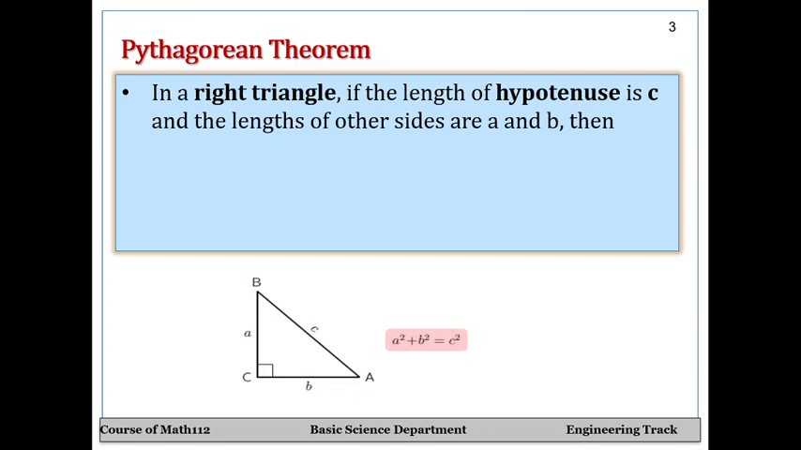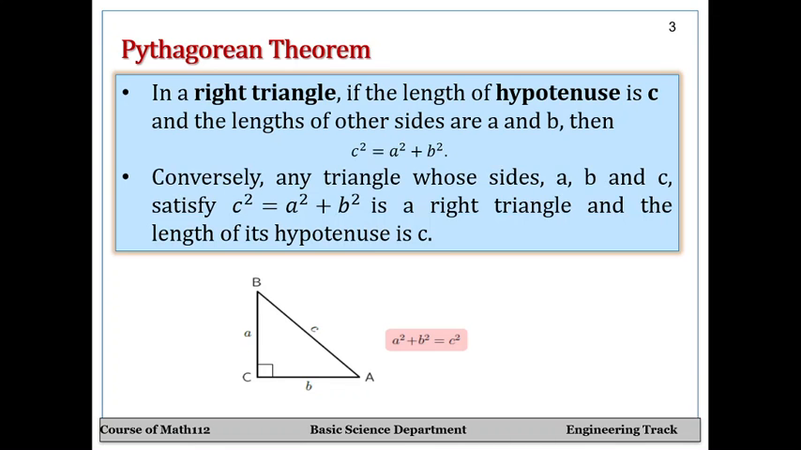Let's start with the Pythagorean theorem. As you know from the figure, if you have a right triangle with these sides a, b, c, and c is the hypotenuse, then a, b, c have to satisfy this relation: a squared plus b squared is equal to c squared. So this is the Pythagorean theorem.